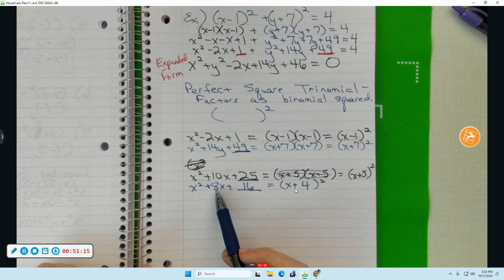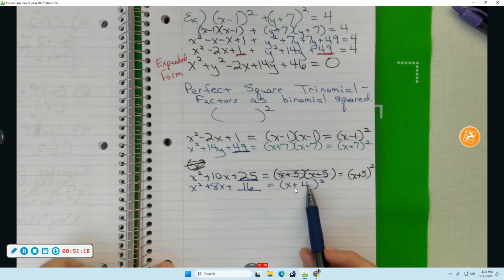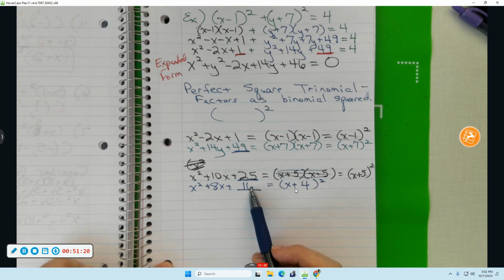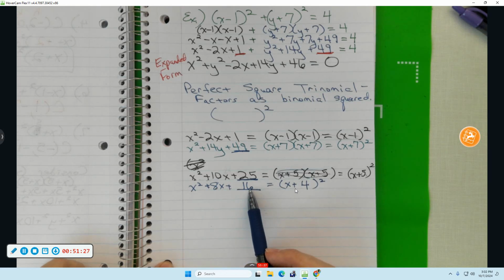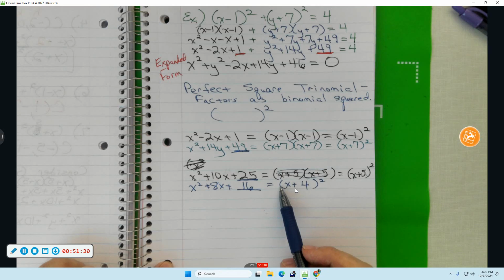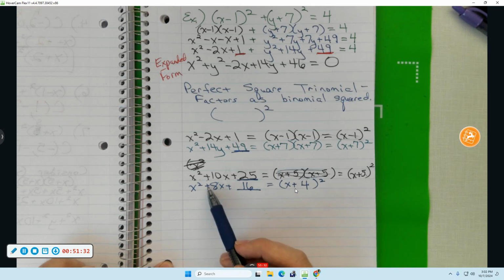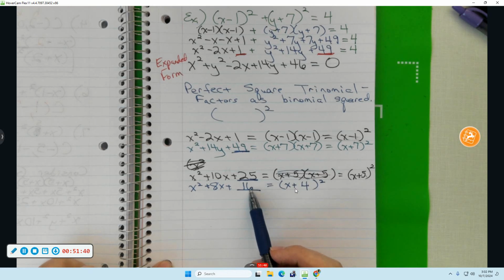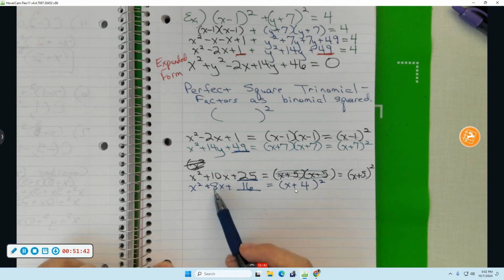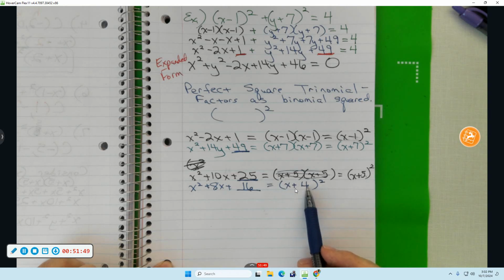You can either think, I'm taking half of 8, or you can say, take the square root of that constant 16. But you take half of this number and then square it to determine that perfect square constant. And then it's going to factor in the form variable, sign, half of that number, or the square root of that. My brother says that number is determined by the square root. To me, I go variable, sign, half of that number.